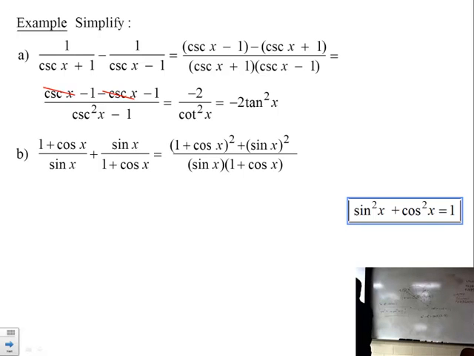The cosecants cancel on top. That's kind of nice. And I'm left with a minus 2 on top. And on the bottom, this is the difference of two squares again. That's cosecant squared x minus 1, which, if you convert it to sines and cosines, you can use the Pythagorean identity or use the other Pythagorean identity. This is just cotangent squared x. So this is minus 2 over cotangent squared of x. 1 over cotangent is tangent. So this is minus 2 tan squared of x.